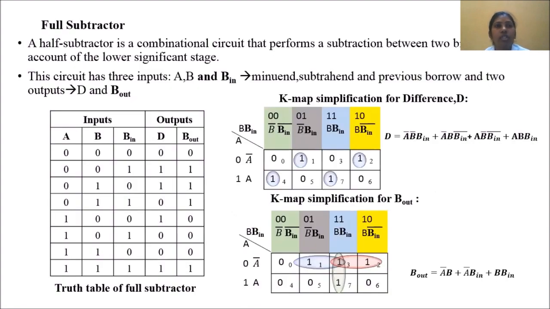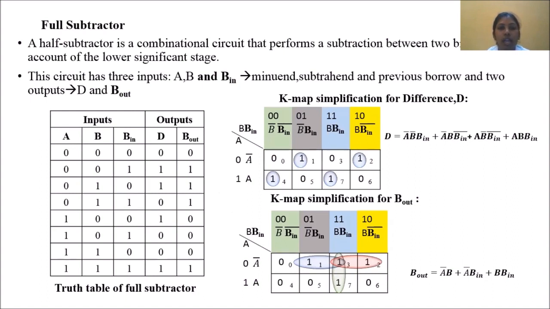Next comes the full subtractor. Full subtractor is a combinational circuit which performs the function of subtracting 3 bits. So the 3 inputs are used here, A, B and B in. B in is the borrow in, and the outputs are difference and borrow out. So we need to subtract 3 bits and write the difference and borrow.